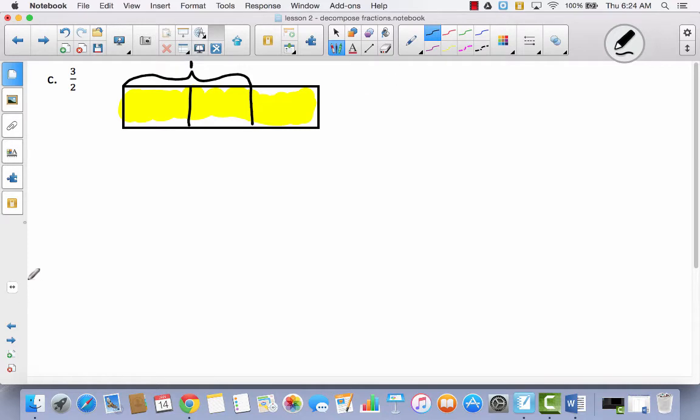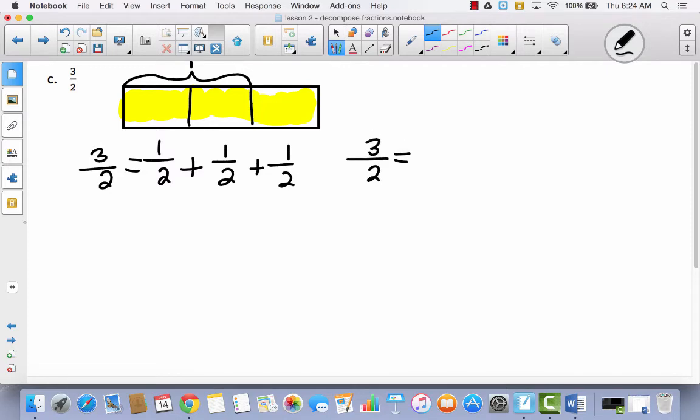All right, now we're going to do our unit fractions first. So that would be 3 halves equals 1/2 plus 1/2 plus 1/2. Now we have to do it 2 other ways. So what if we did 3 halves equals 2 halves plus 1/2? And I'm thinking of another way.